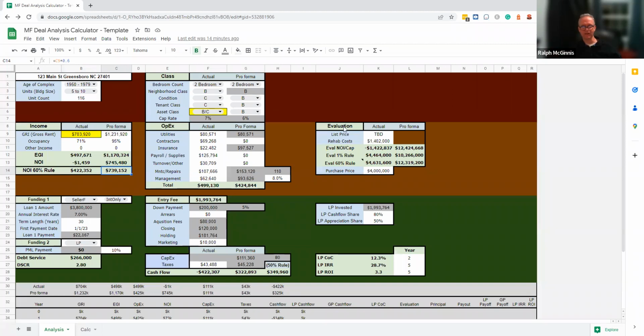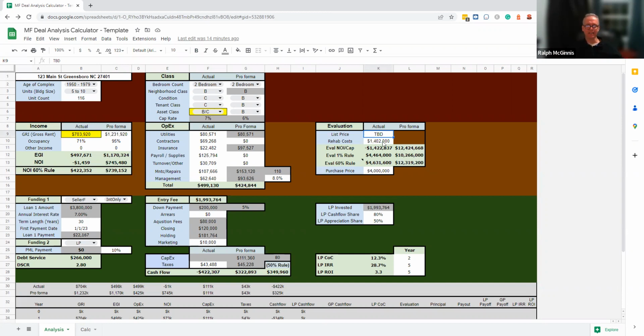So over here on the evaluation side, this is where all the fun stuff starts happening, like how much is this property worth? The list price, typically you'll have some form of a list price, but not always. Or if you're doing off market, you'll ask them. You always want to try to get a number out of them before you disclose your number. So if they tell you, yeah, we'd really like to get 4 million out of it, that's what you would punch in here for the list price.